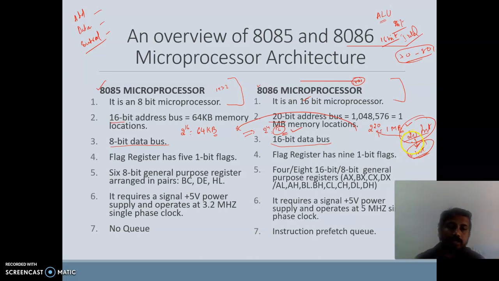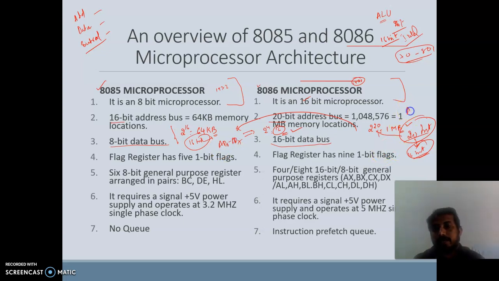At one time it is used for the address, the other time it is used for data. 16 bit. The core of the system. Similarly, when you go for address bus of 8085, it is 16 bit. So out of these 16 bits, 8 bits are multiplexed, meaning they are defined as address and data, AD0 to AD7.